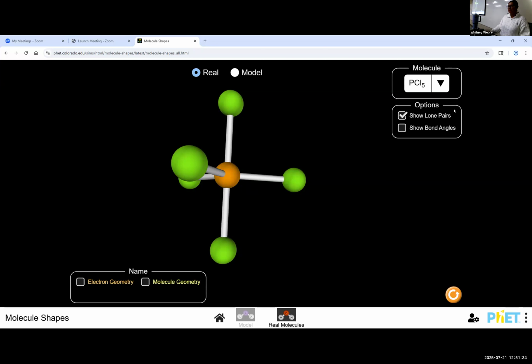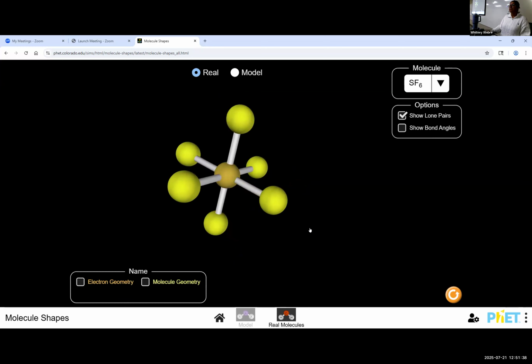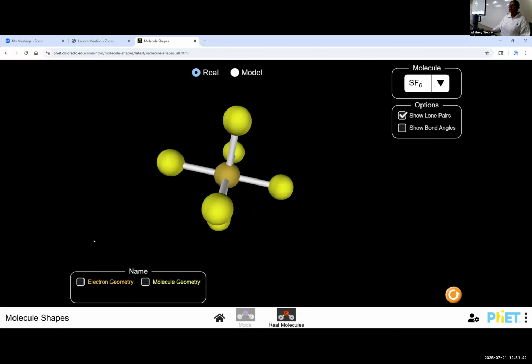And that's going to be SF6. Okay. How many things? 6. So electron geometry. Molecule geometry.